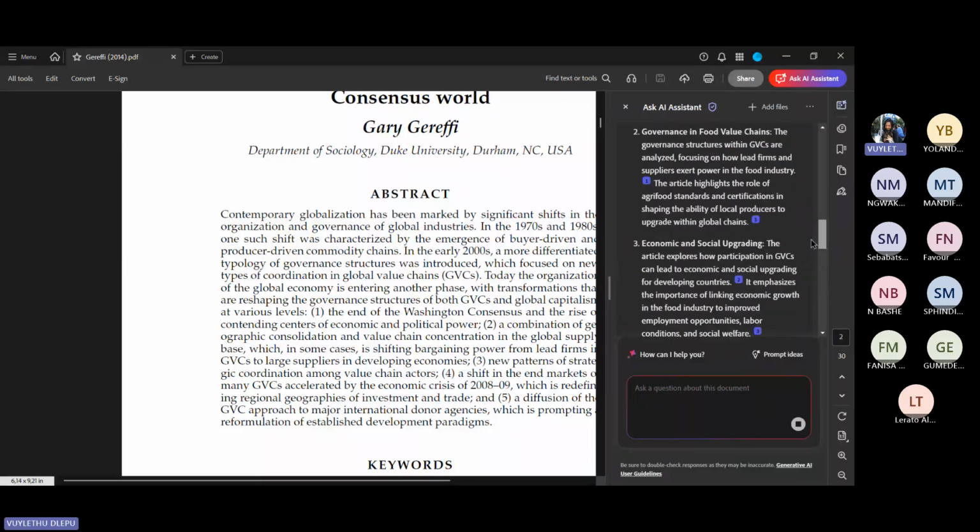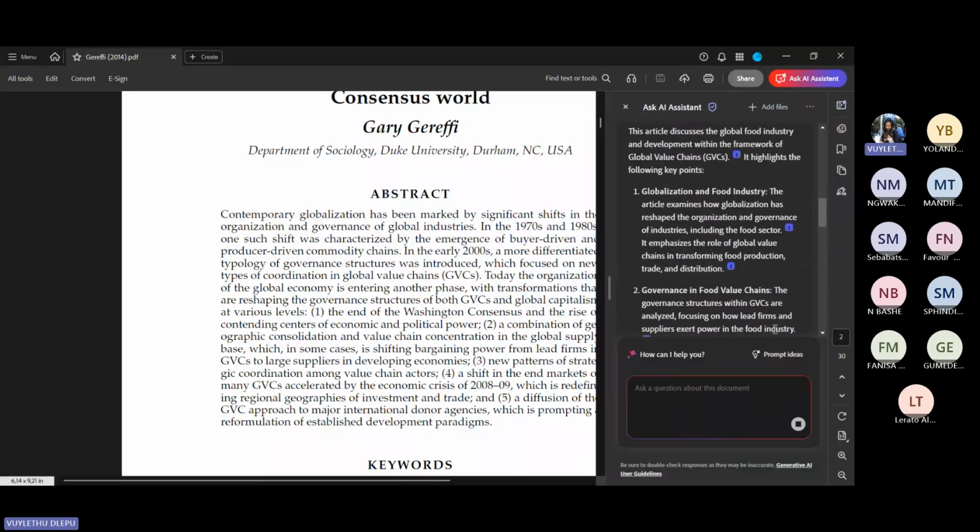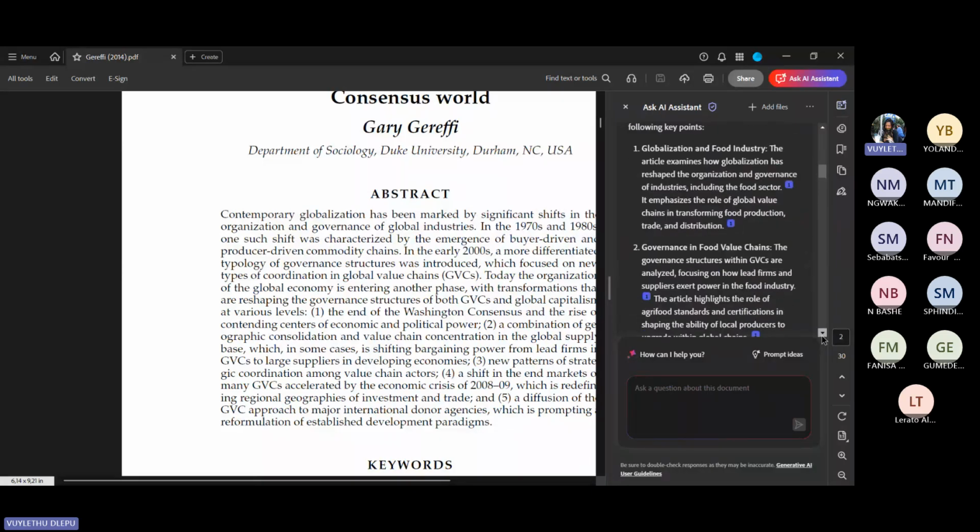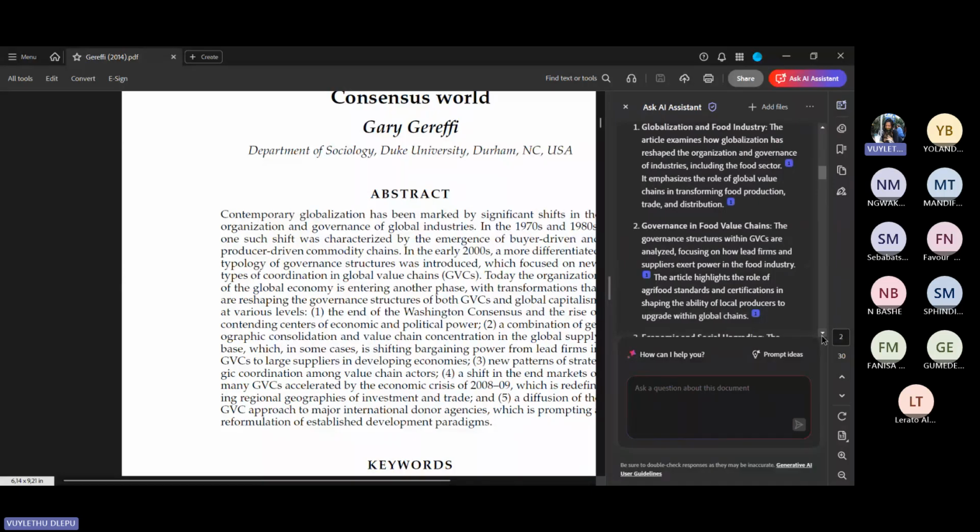Okay, so this article discusses the global food industry and development within the framework of global value chains. It highlights the following key points. The article examines how globalization has reshaped the organization and governance of industries, including the food sector. It emphasizes the role of global value chains in transforming food trade and distribution, governance and food value chains. The governance structures within GVCs are analyzed, focusing on how lead firms and suppliers exert power.